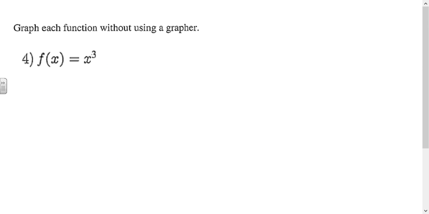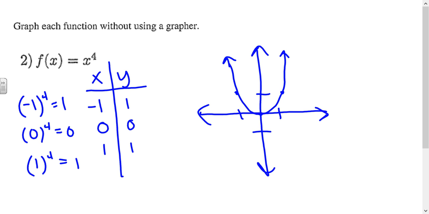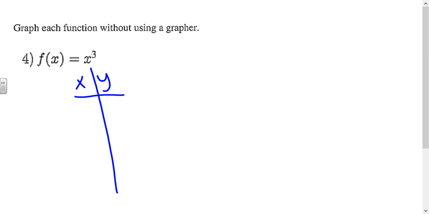Number 4 is a different example. We can do the same thing though. Oh, and we forgot to check our end behaviors on the last one. Let's go back to that really quick. Since it has an even degree and a positive leading coefficient of 1, it should be up on both ends, which it is. Now this one is an odd degree and a positive leading coefficient, so it should look something like this. It should be down on the left and up on the right.